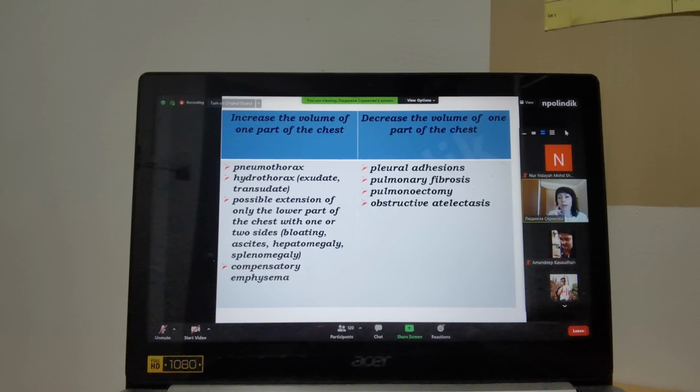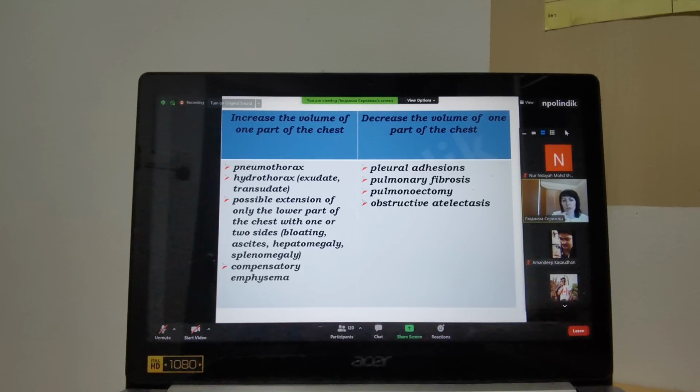And if it is compensatory emphysema, we have a vicarious lung. If we have affection of one lung, maybe the whole lung, the other will take over the function of the affected lung. After some period of time, vicarious emphysema develops, and emphysema is hyperinflation of lung tissue, so one half of the chest will be increased in size like this.